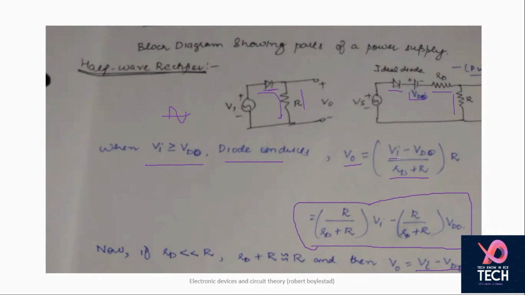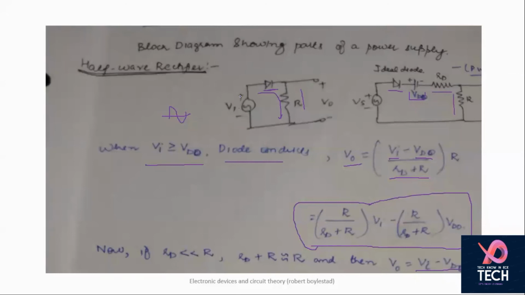So Vin is the input voltage and VD0 is the voltage corresponding to the diode. Normally it is 0.7 volts. If it is an ideal diode, this is 0. This is going to be 0. So in that case, your Vout is equal to Vin.